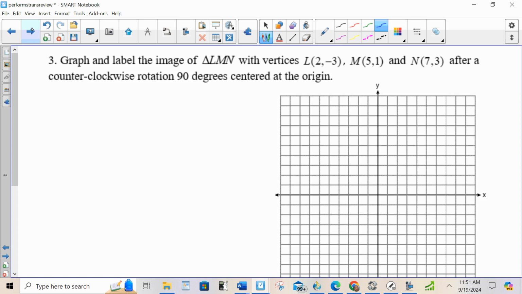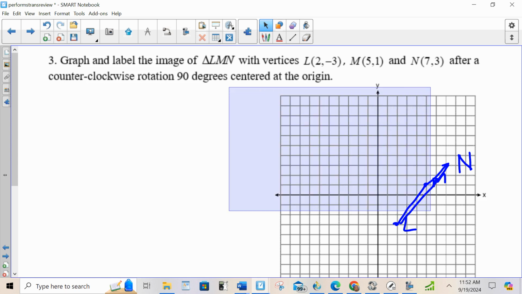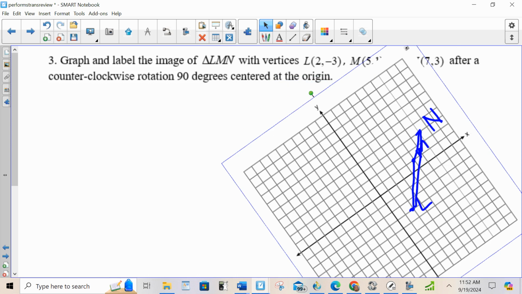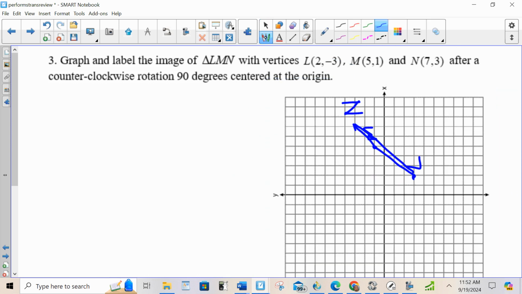Number 3, I have L, 2, negative 3. I got M, 5, 1. I've got N, 7, 3. Kind of a narrow situation here, but whatever. And it wants me to rotate it 90 degrees counterclockwise, centered at the origin. So to rotate, I turn my paper. Counterclockwise is to the left, 90 degrees is a 1/4 turn. L prime, M prime, N prime.